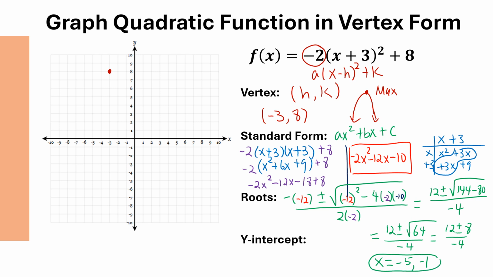And you graph your roots on the x-axis. So we have negative 5 and negative 1. And the last thing I can find is the y-intercept from the standard form. So the y-intercept is the c value, the constant, so where x is 0 and then the c value is negative 10. And you graph your y-intercept on the y-axis, so there's your negative 10. And now I can connect these points and create a parabola that opens down.